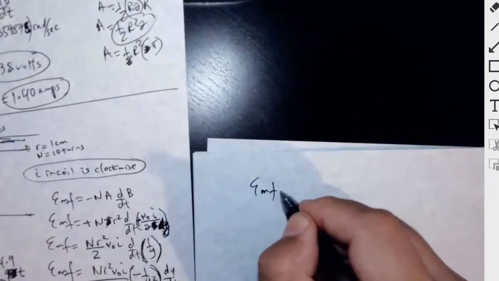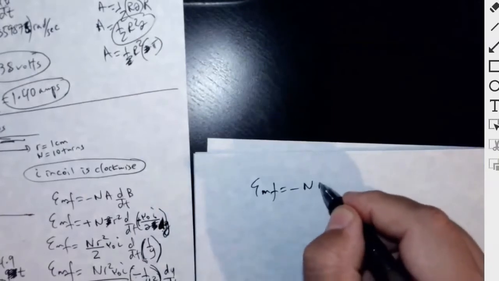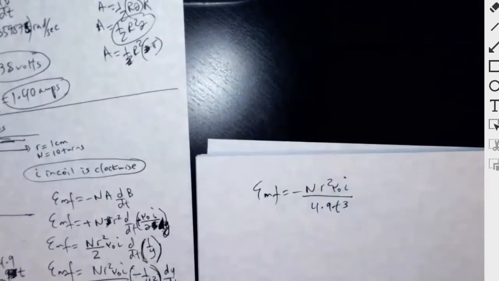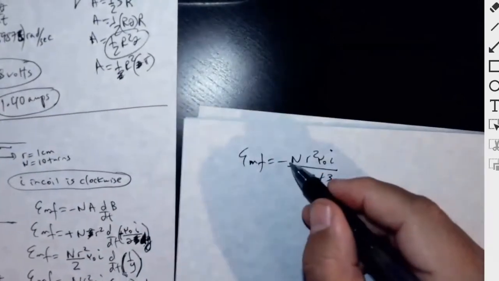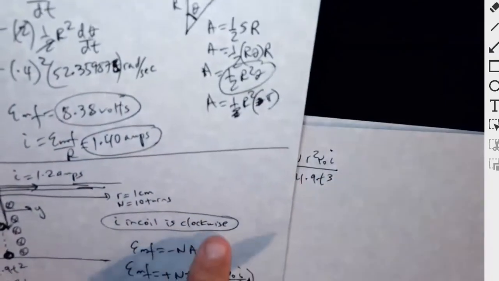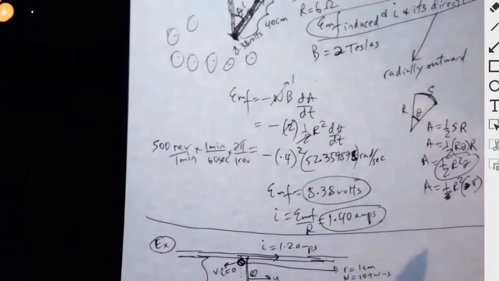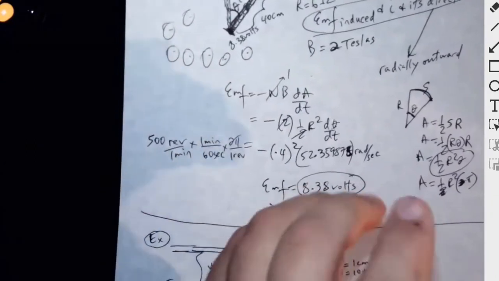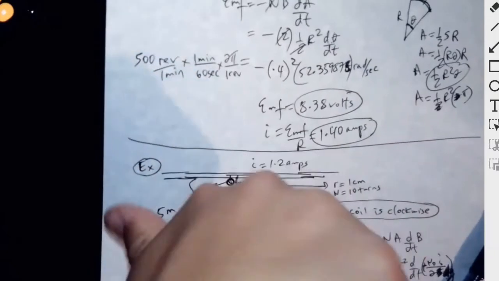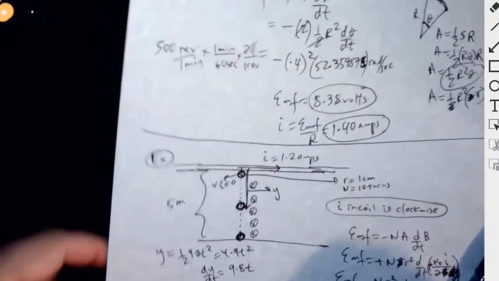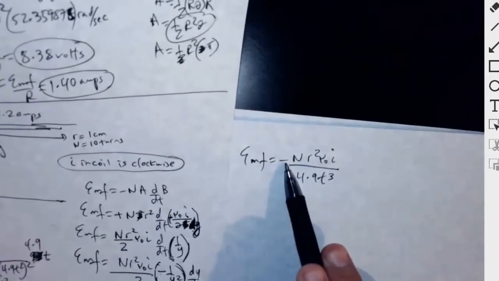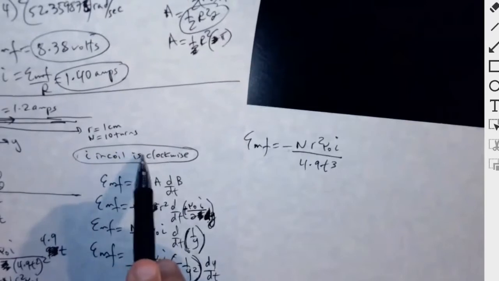So I'll write it here. Negative n r squared mu 0 I over 4.9 t cubed. So does the negative match our answer just from analyzing the right-hand rule? We said that the induced current is going to be clockwise, and negative means usually clockwise. Yep. So if you do the signs right, then this sign matches what you know from the right-hand rule.